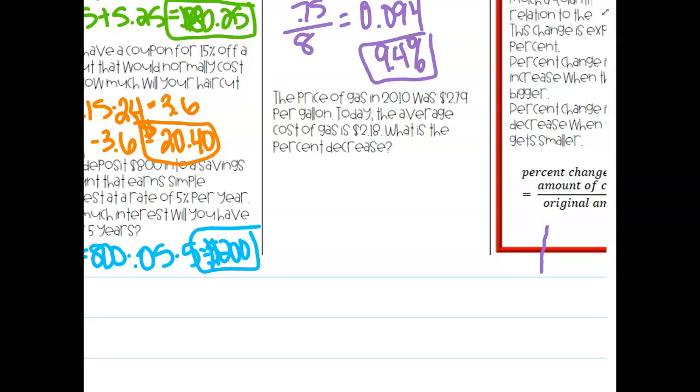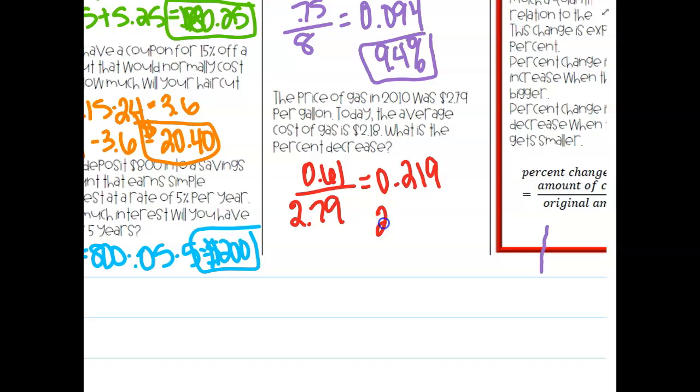So this time it's a decrease. Now it doesn't really matter, because in the numerator, you just need to find how much it changed. What would you do to find the change? What operation? Subtract. Yeah, so you take 2.79 minus 2.18, that would give you 0.61. It was a 61-cent change. Now you're going to divide that by the original, the first one, which was 2.79. That's going to give you about 0.219, which is a decimal.